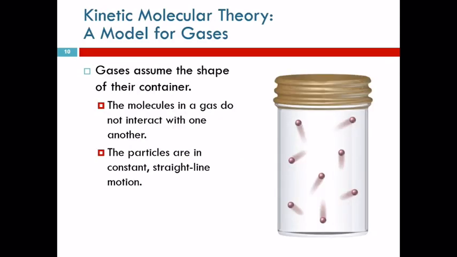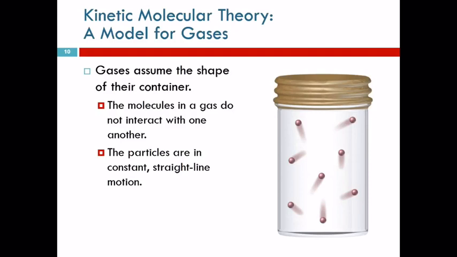We also learned that gases assume the shape of their container, which is also different than liquids and solids. So how does this happen? Well, kinetic molecular theory says the molecules in a gas are not attracted to each other. They do not interact with each other. If they bump into each other, they just bounce off and keep going.